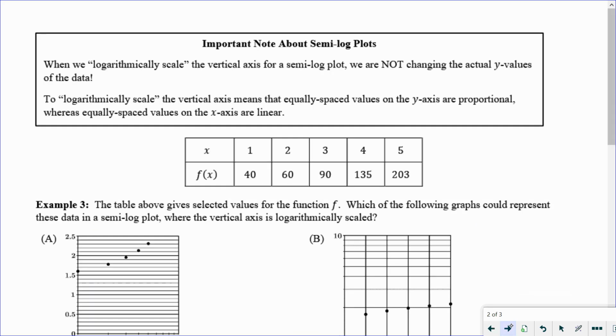So let's look here. When you're doing a semi-log plot, it's important to notice you're not changing the y values. They're going to look different, but you're not changing them. What a semi-log plot is doing is graphing the log of the y values. So your y value is now the log of the y value. That's what you're doing on the y-axis. The x values are staying the same.